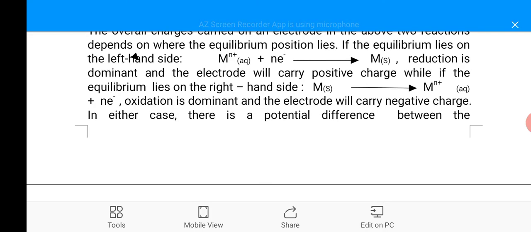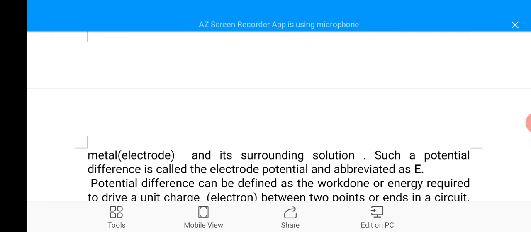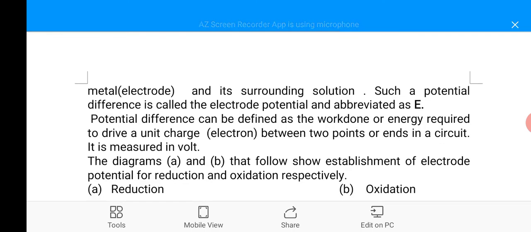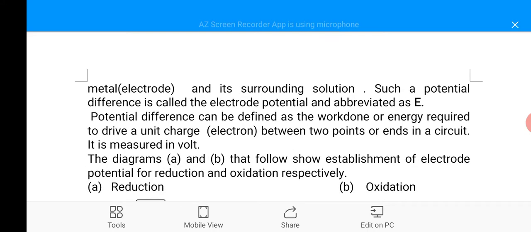In either case, there is a potential difference between the electrode, that is the metal electrode, and its surrounding solution. Such a potential difference that exists is called the electrode potential and is abbreviated as what? As capital letter E. Because there will be movement of electrons. Either the electrons are coming from where? From the electrode to what? To the ions in the solution.